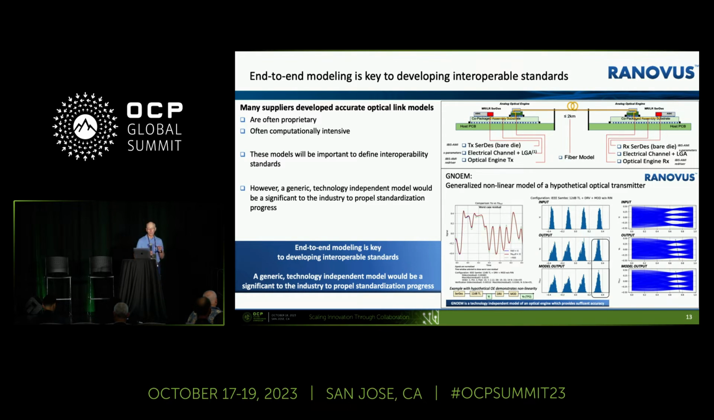So in standards, one of the things that's really important is how we develop optical standards. Many suppliers provide optical models for their products, but these are often proprietary. They may be on different platforms, or computationally intensive, but they're important. So one of the steps forward is to come up with a generic, technology-independent model. And that's something we've been looking at in the OIF. This allows us to provide a set of coefficients, and it can model a variety of different optical links, and this can be used as we develop standards.